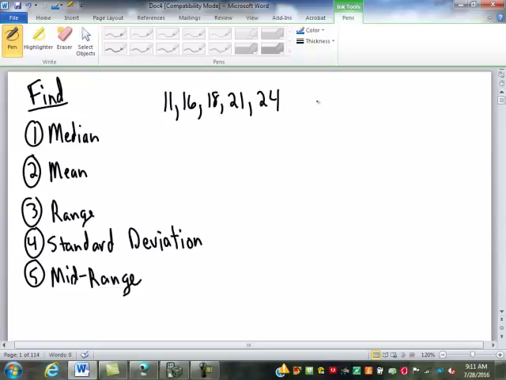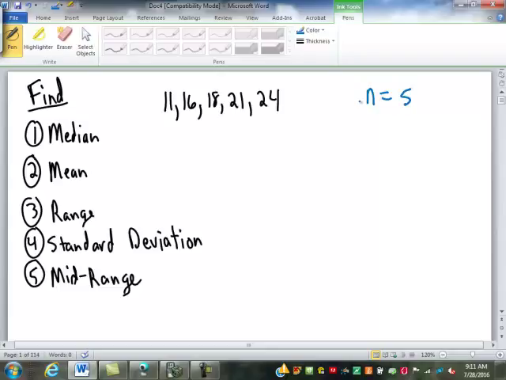Well, to find the median, first thing we have to do is make sure they're put in order from smallest to largest. And they already are. The second thing we have to do is find the position. To find the position of the median, we need to know how many are there. In other words, n. What's n for this set of numbers? N is going to be 5.